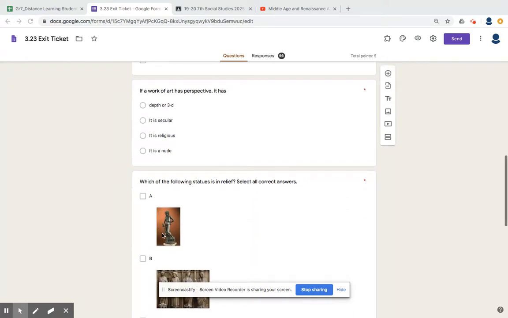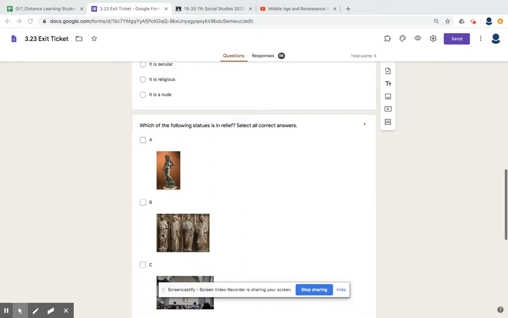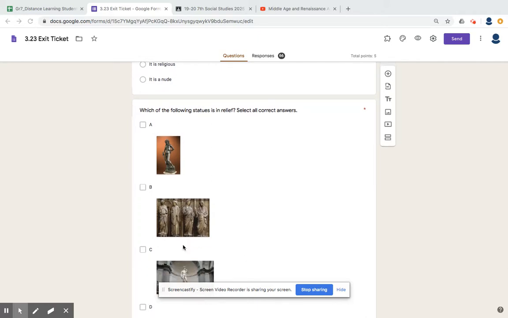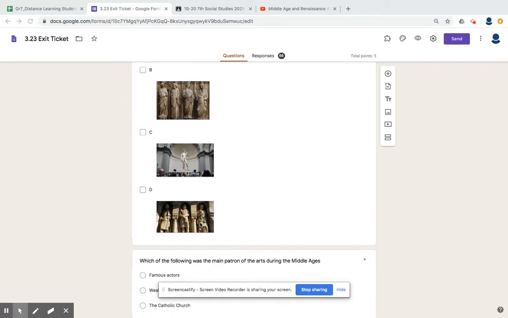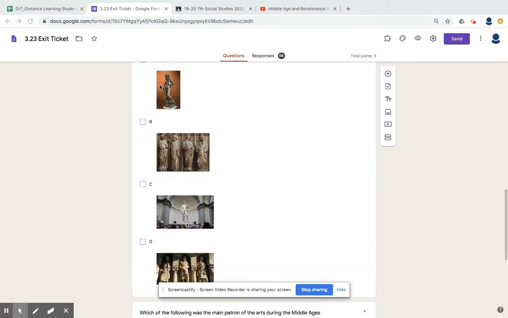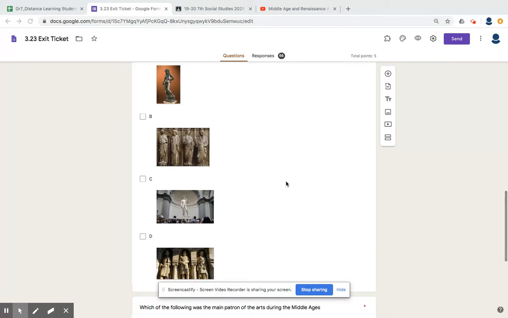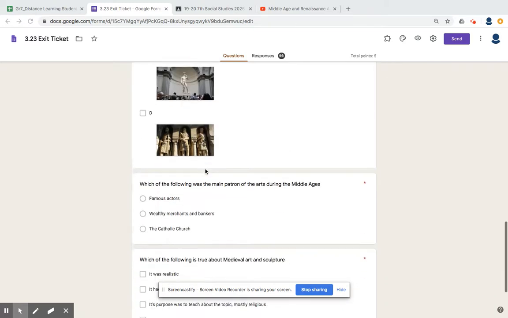Which of the following is a statue in relief? A statue in relief means that it is attached to the wall. This one is attached to the wall, and this one is attached to the wall. This one and this one are freestanding, and these are Renaissance pieces.